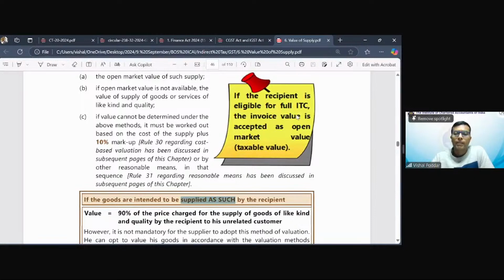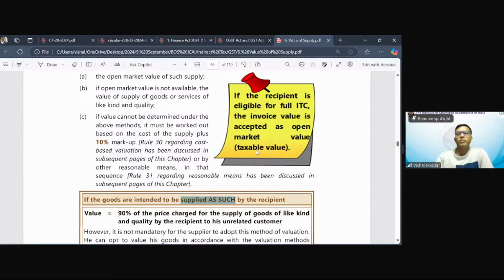Now, the best part of this rule is this. If the recipient is eligible for full ITC, then don't follow this rule. Then whatever you want to show in your invoice, that will be accepted. This is interesting. If the recipient is eligible for full ITC, the invoice value is accepted as open market value. In other words, you don't have to go to ABC, you don't have to do 90%. Whatever amount you are charging to your related person or to your distinct person, that will be accepted. In other words, we go back to 15.1, your 15.1 value will be accepted.